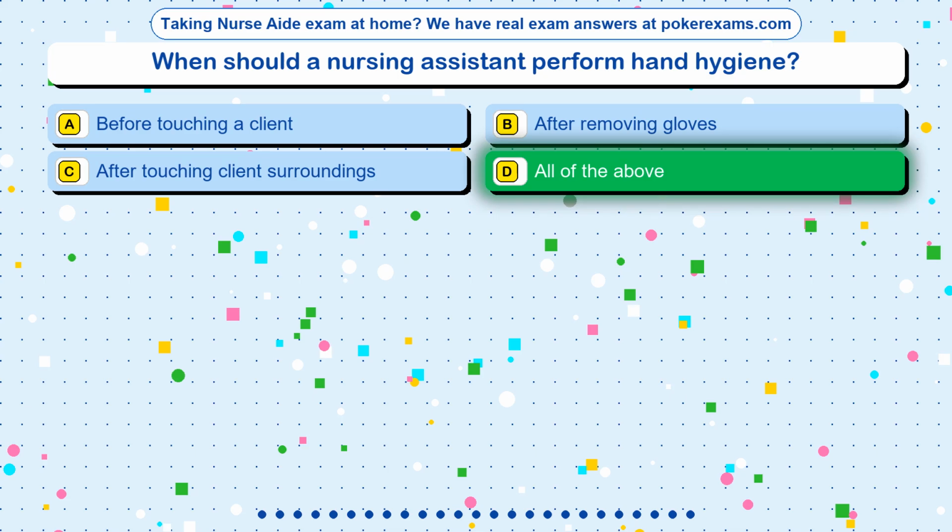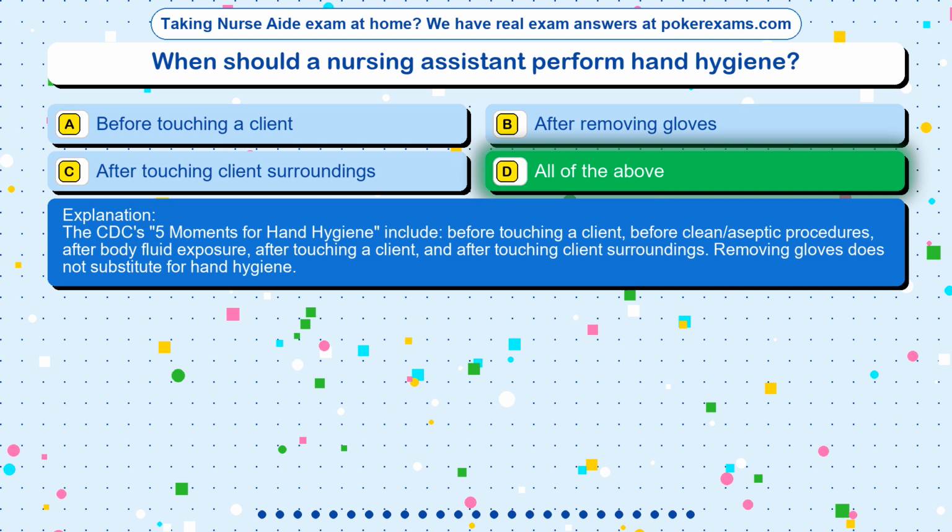The correct answer is option D. All of the above. The CDC's 5 moments for hand hygiene include before touching a client, before clean/aseptic procedures, after body fluid exposure, after touching a client, and after touching client surroundings. Removing gloves does not substitute for hand hygiene.